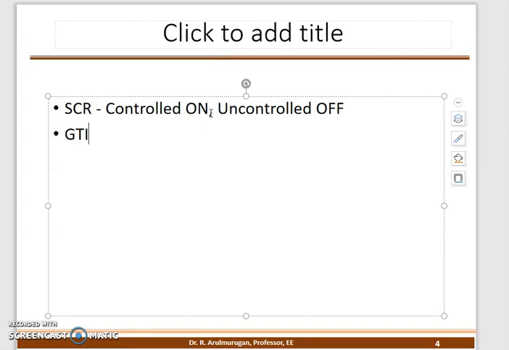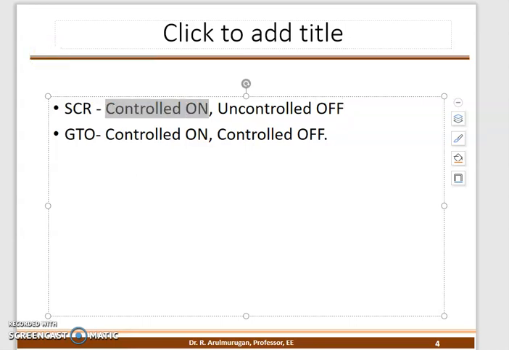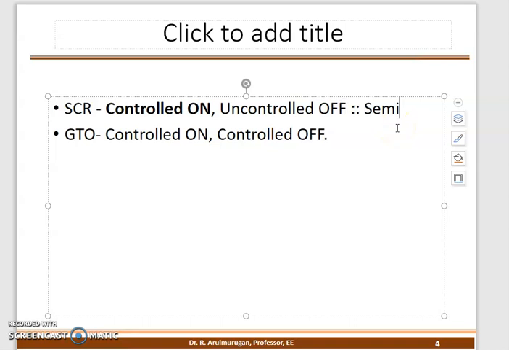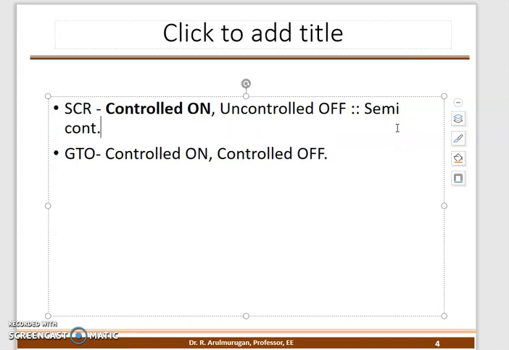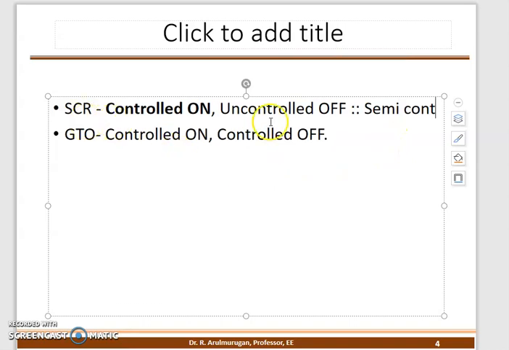Next, GTO. We were discussing GTO. GTO is in the same SCR family, but it is controlled on and controlled off. So you can say one is controlled on and another is controlled off. Another name for this is a semi controlled device, meaning SCR.